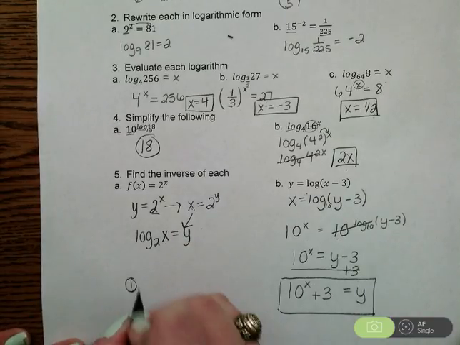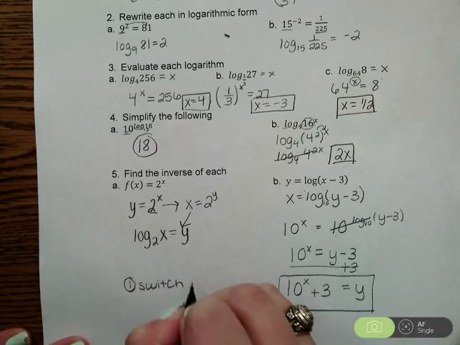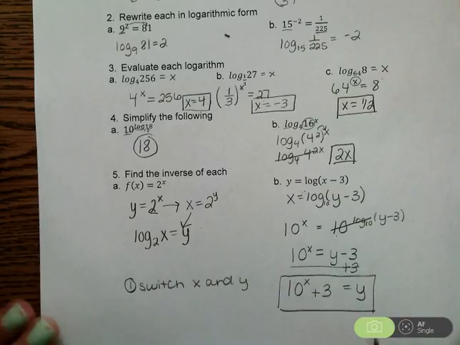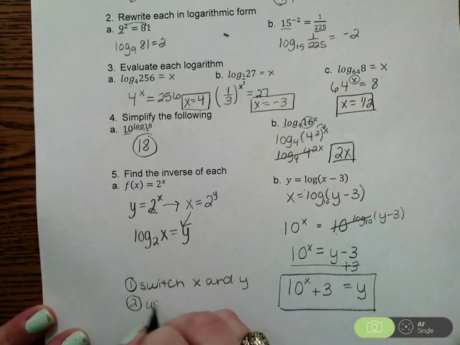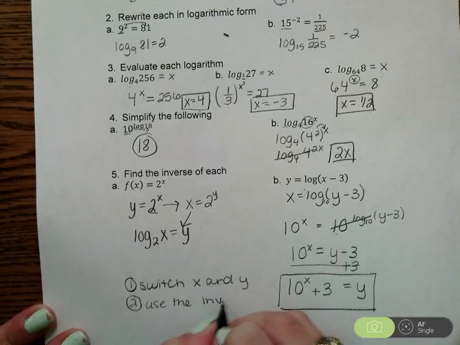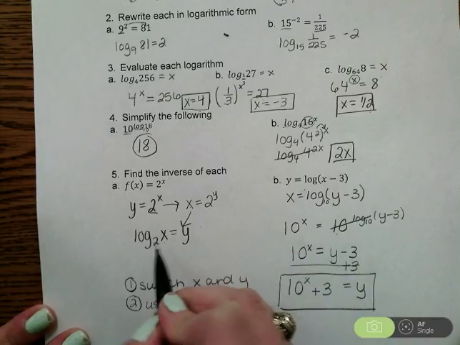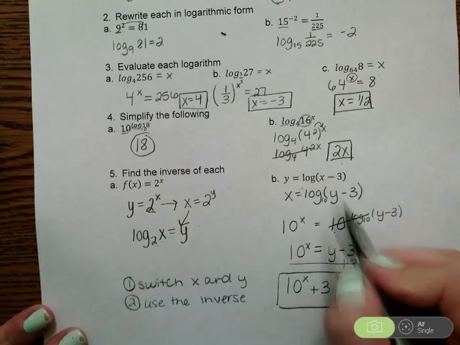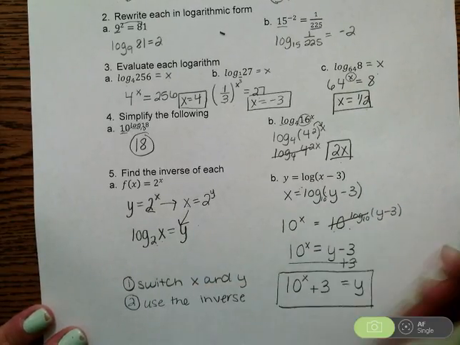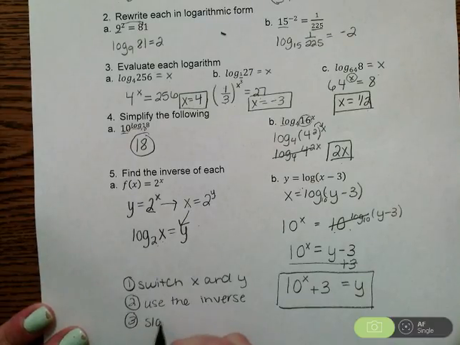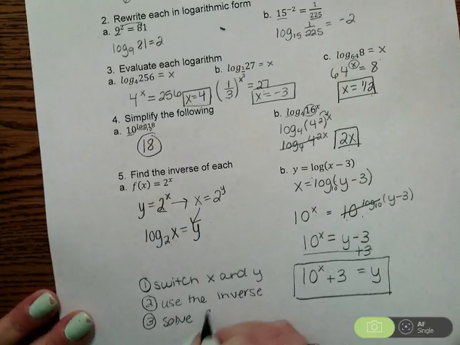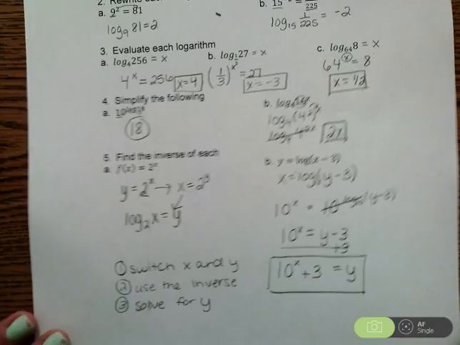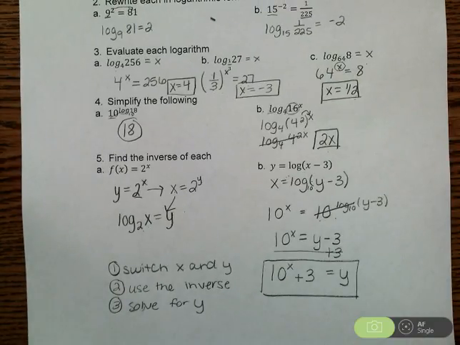So if I were to summarize this, I would say the first step is to switch the x and y. Step 2 is to use the inverse. Like here, we had an exponential, so we used a logarithm. Here we had a logarithm, so we used an exponential. And step 3, we need to solve for y. I don't know if you need to write that in your notes, but hopefully you have something similar, and hopefully that helped.